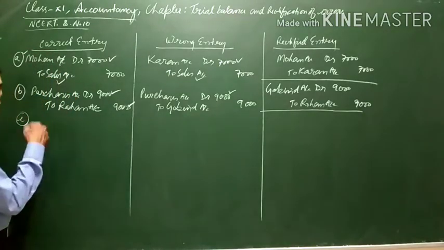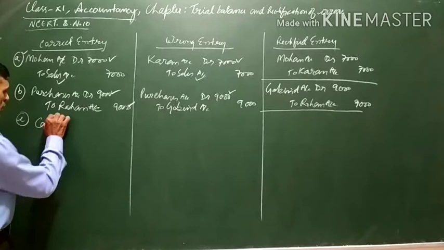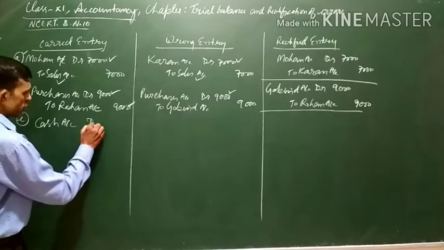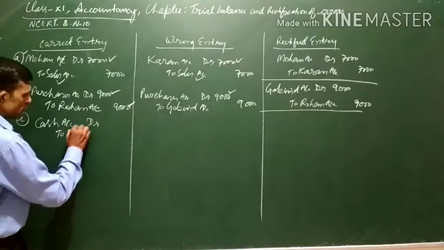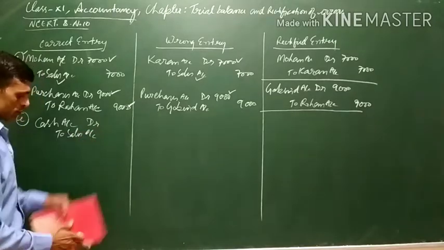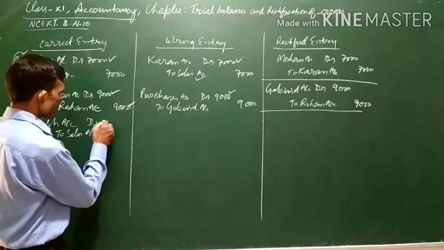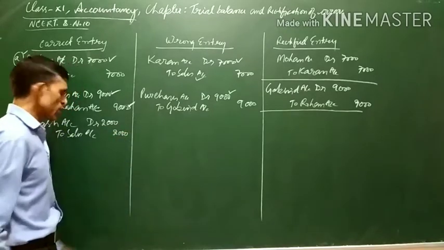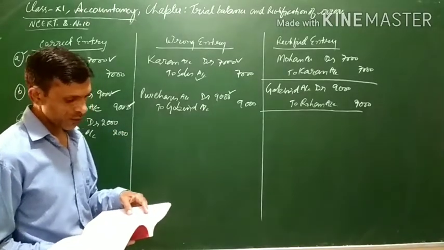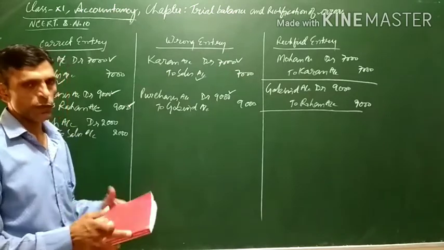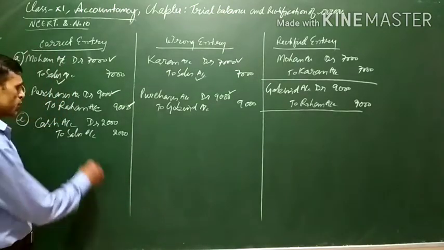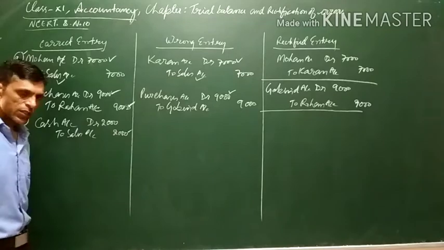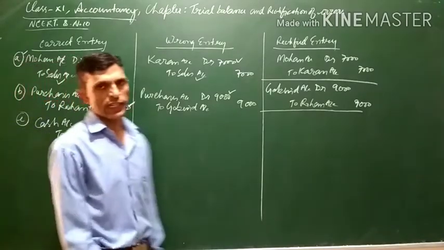If you are selling goods and you are receiving cash, the entry will be cash account debit to sales account. Amount is 2000. Instead of cash sales, it has been posted to commission account. Means this was a sale which was made. This is a cash sale.